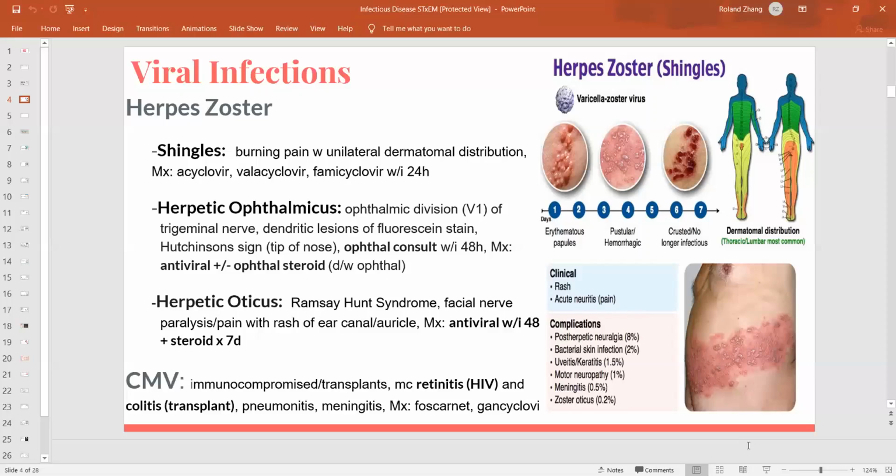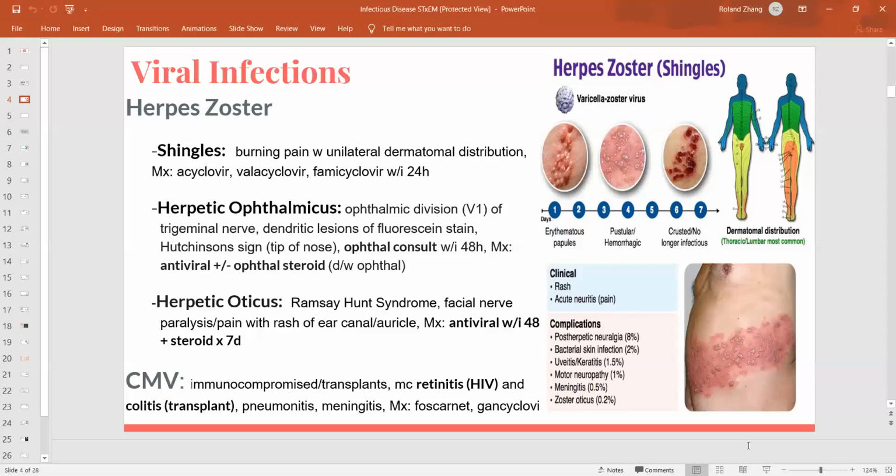It's what we call the Hutchinson sign, where there's a painful rash at the tip of the nose. These patients definitely need an ophthalmology consult within 48 hours because of the eye involvement. And you treat them with antiviral, ophthalmic, you can treat them with PO antiviral and ophthalmic steroids.